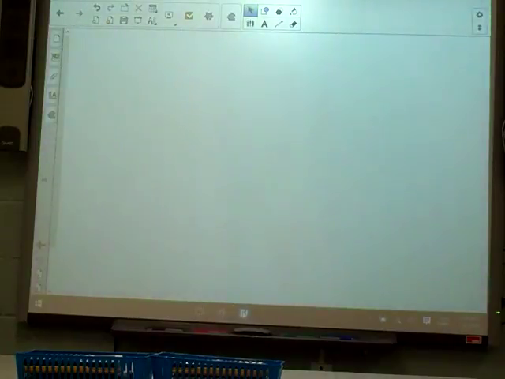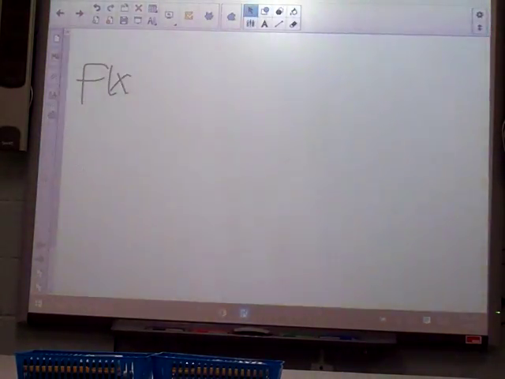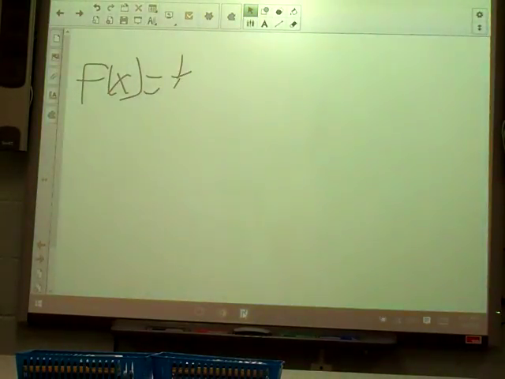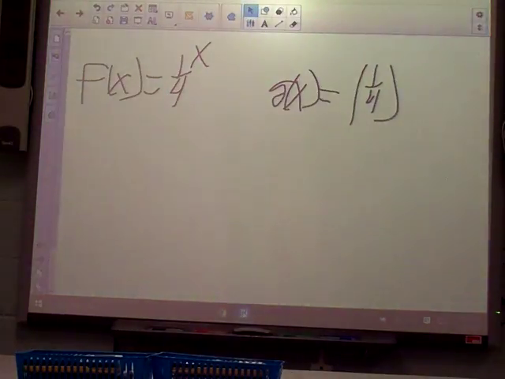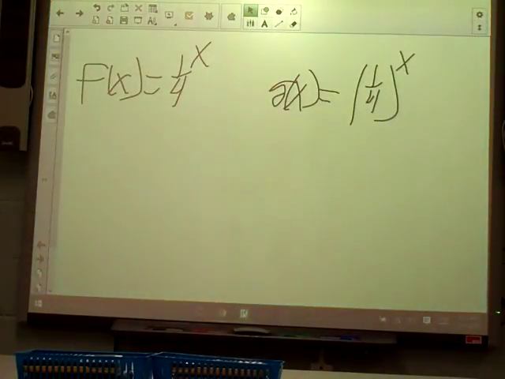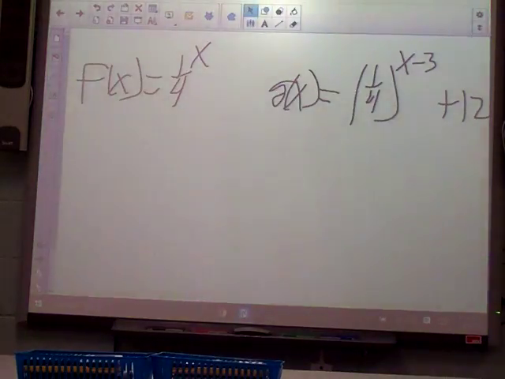This one I've got f of x equals 1/4 to the x. And then g of x equals 1/4 to the x minus 3 plus 12. Okay, so this one moves two ways. What we got?